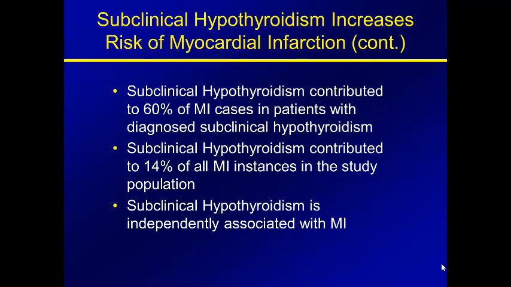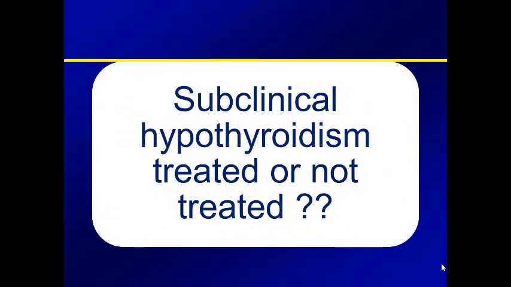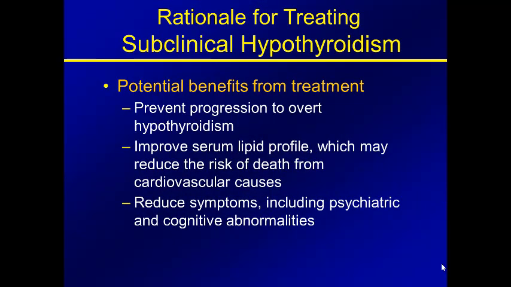It contributes to 60% of MI cases in patients diagnosed with subclinical hypothyroidism. Subclinical hypothyroidism contributed to 14% of all MI incidence in the study population. Subclinical hypothyroidism is independently associated with MI. And the question here, if there are no symptoms and signs of subclinical hypothyroidism, is whether to treat or not treat. There are two ways, either to wait and see or to treat. But here, there is a rationale for treating subclinical hypothyroidism, with some potential benefits from treatment.